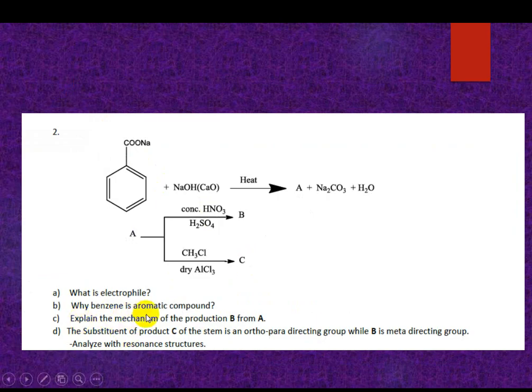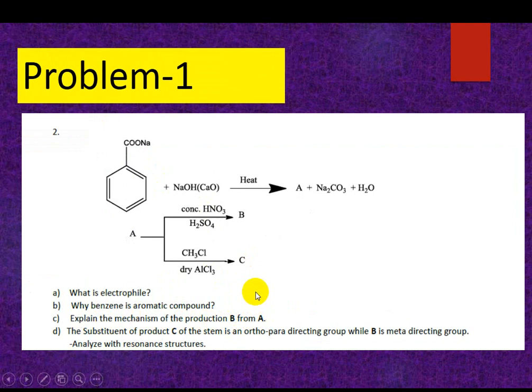So I have shown the explanation of the mechanism of the production of B from A. Problem one gone. Today is no class here. No? I will continue.